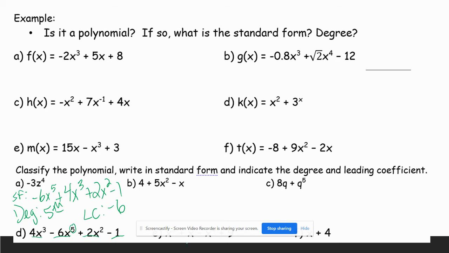Letter E. I know it's hard to see here. We have 1, 2, 3, 4 terms. So for 4 terms, again, that's a polynomial. It doesn't have any special name really.